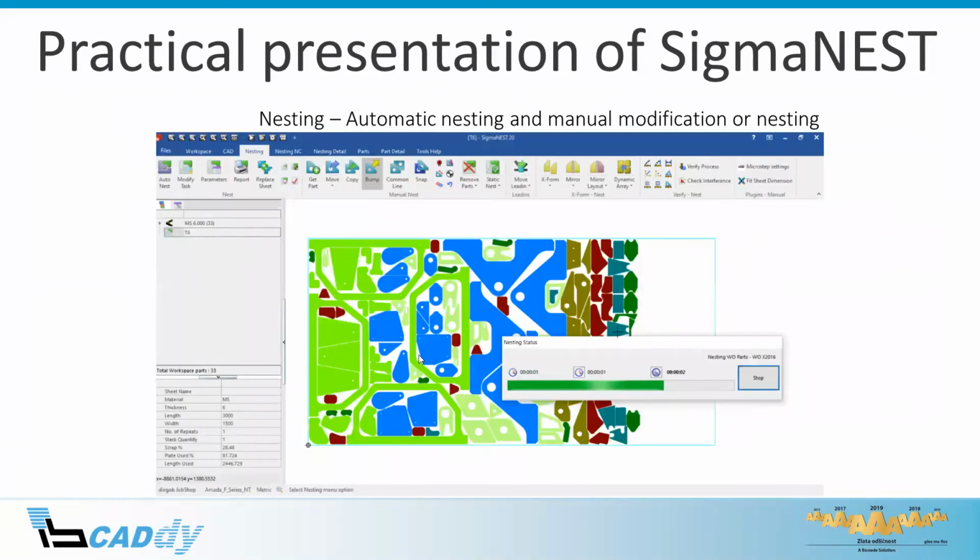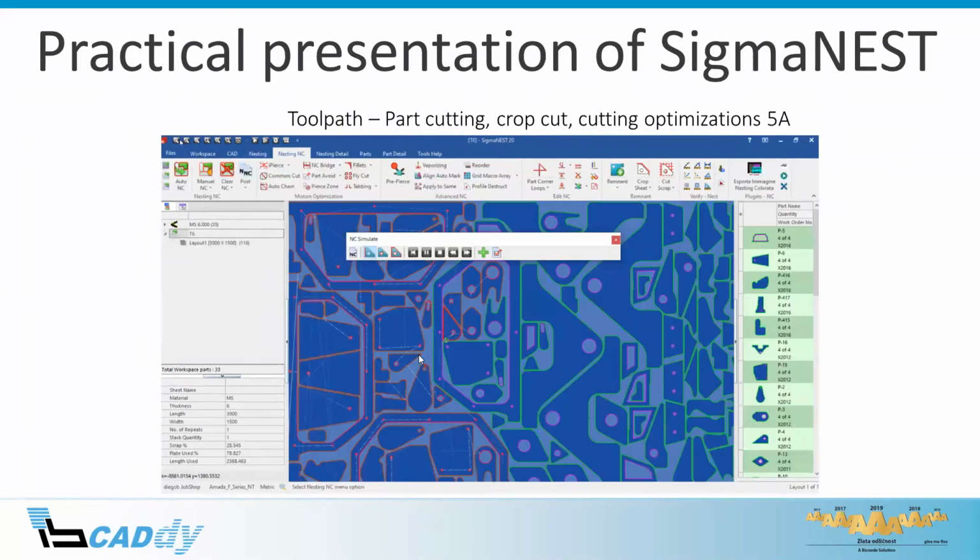After we define that, we will see automatic nesting based on a large list of various algorithms, and also the possibility to manually modify the nest by moving the parts on the sheet. When the parts are positioned on the sheet, we can start working on the toolpath, where we can create it automatically and modify it manually with additional features. Now I will let Diego show us our practical example.